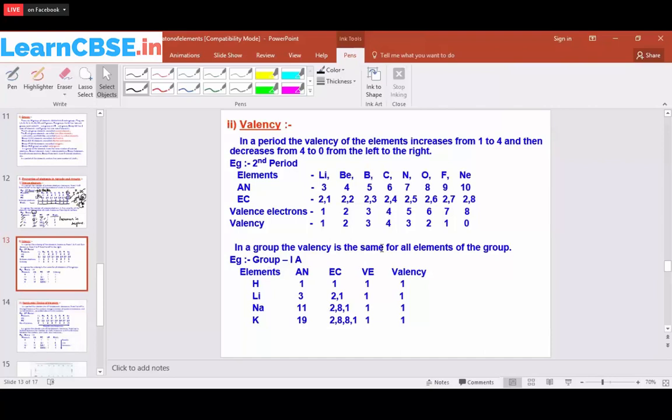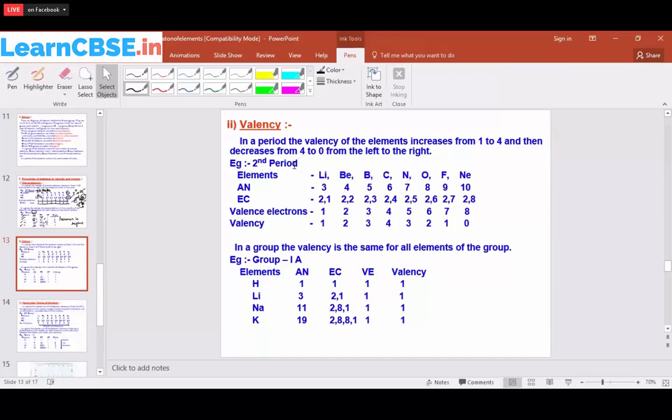So next one is the valency. What is meant by the valency? Valency is nothing but how many electrons an element can lose or gain. So how many electrons the element is able to lose or gain, that's what we call a valency.